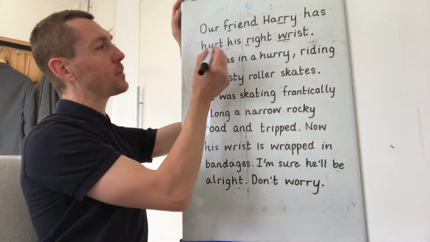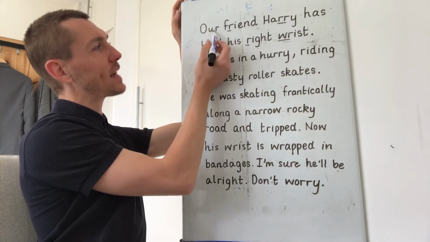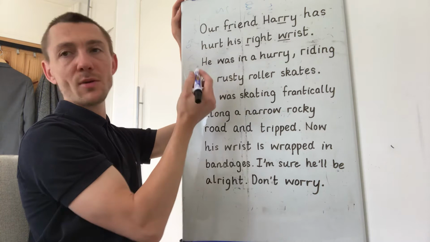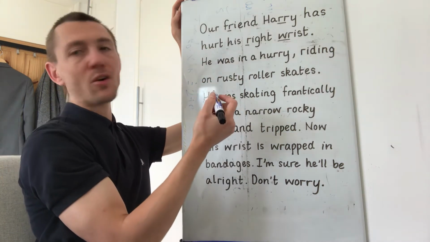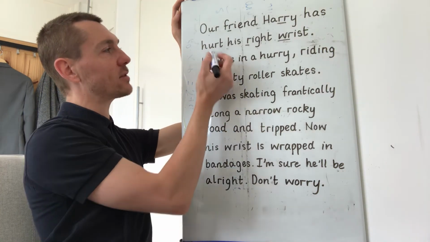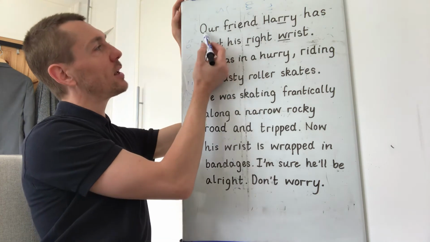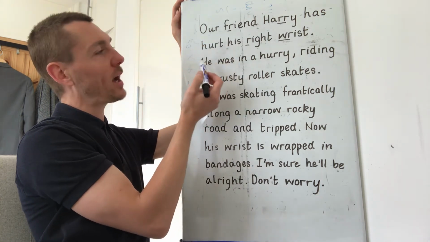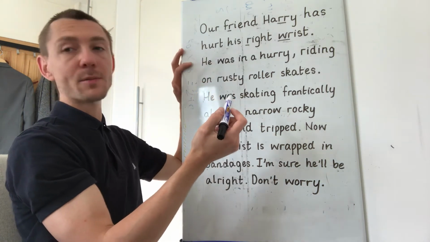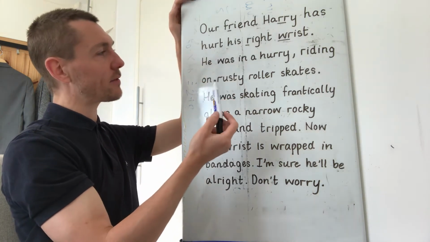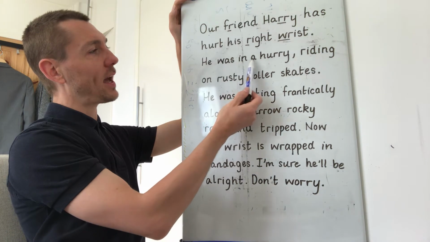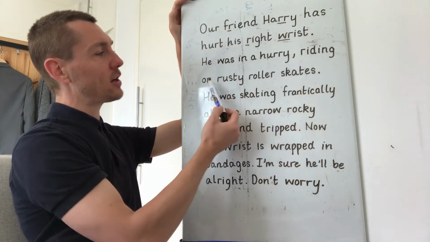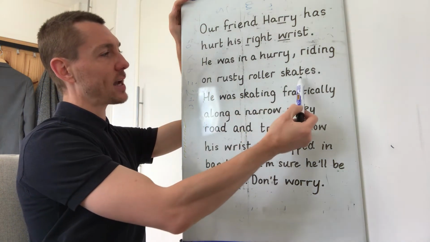But not the others, because although the words our and hurt do have the letter R, they're not being used to spell the sound. They're a part of a different sound. Our and hurt. Okay? So, let's move on to the second sentence. And we have, he was in a hurry, riding on rusty roller skates.